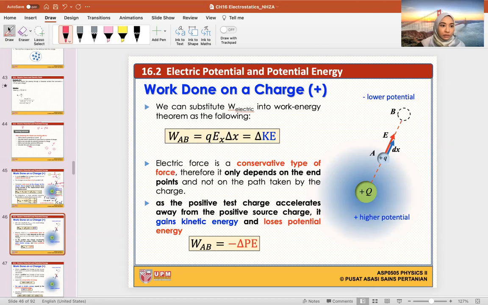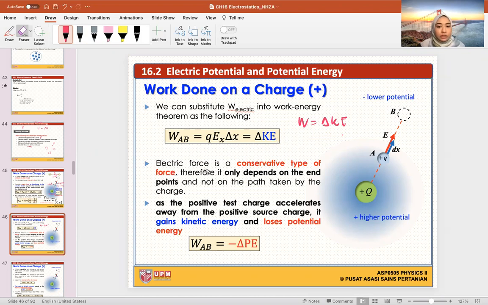So we can substitute W electric into the work energy theorem, and again we are going back to last semester. Work energy theorem, if you remember, work done is equal to the change in KE, where we use 1 over 2 mv squared. W equals delta KE. So we can use this and substitute into our equation. We know that it's QE_x times displacement, so this can be equal to delta KE.